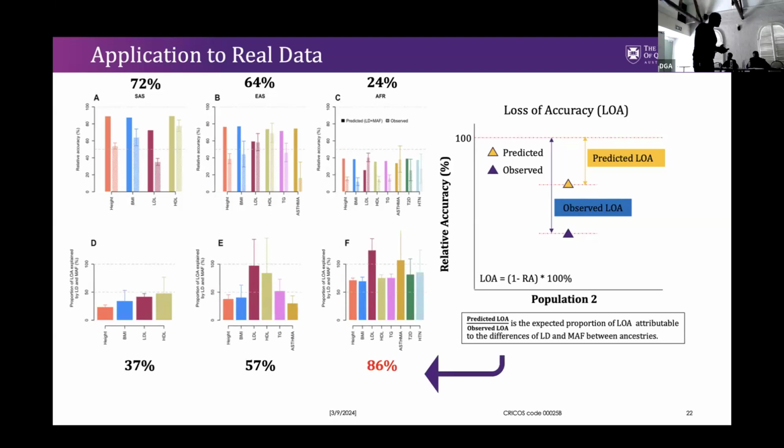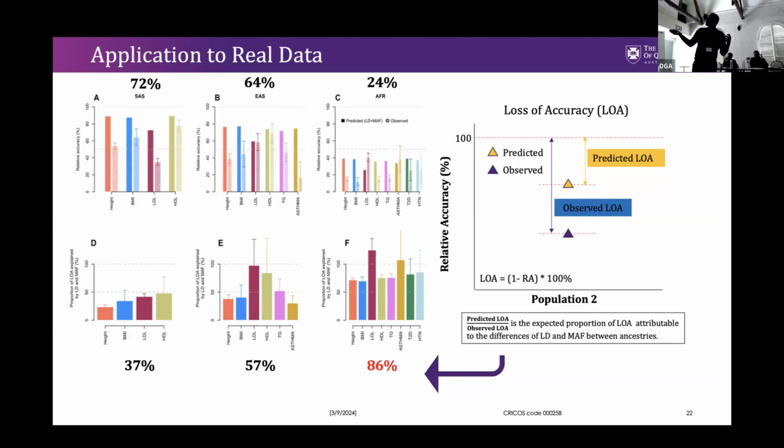So the conclusion, the main message here is that across those three populations, each of those columns represents a population. On the extreme left, A and D are South Asian populations, B and E are East Asian populations, and C and F are African populations. So we kind of order by genetic differentiation away from Europe. And so what we see here is that our relative accuracy is very similar to what was reported.